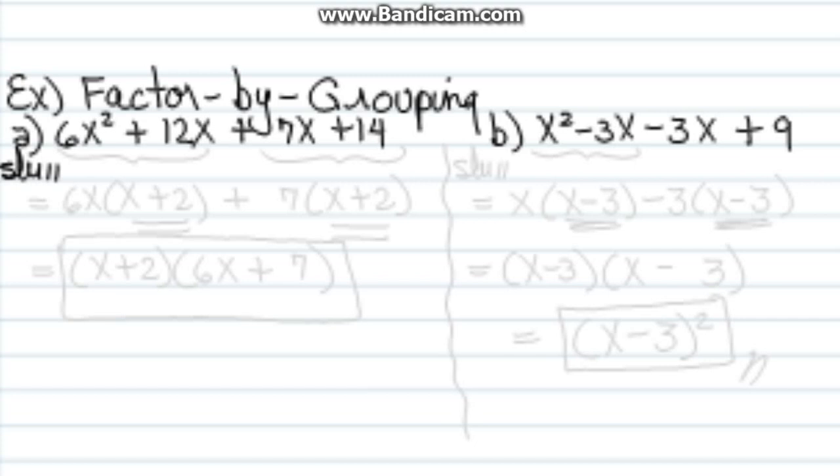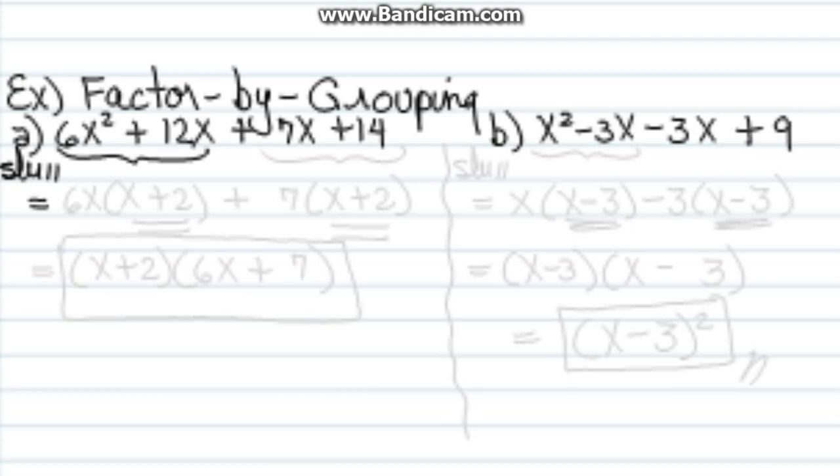Factor by grouping the first polynomial, 6x squared plus 12x plus 7x plus 14, and then do the second polynomial, x squared minus 3x plus 9. Now remember the steps for factoring 4 terms. You factor by grouping. So out of the first 2 terms for part A, we have 6x squared plus 12x.